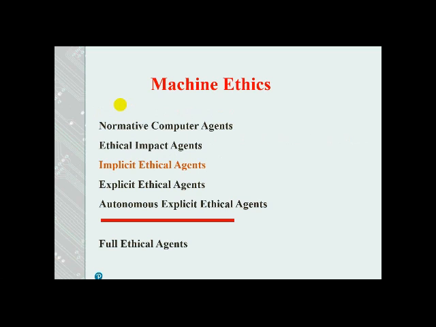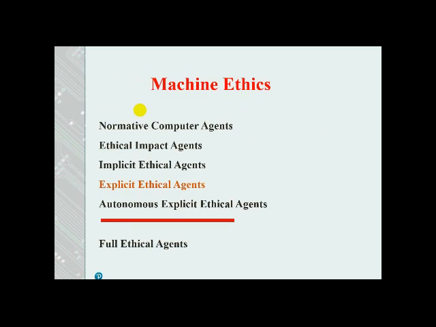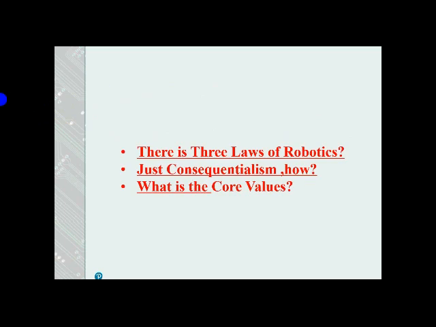Implicit ethical agent: ethical considerations such as safety and reliability are built into the machine. Examples: ATM, air traffic control software, drug interaction software. Explicit ethical agent: ethical concepts are represented and used. Example: care codes. There are the three laws of robotics.